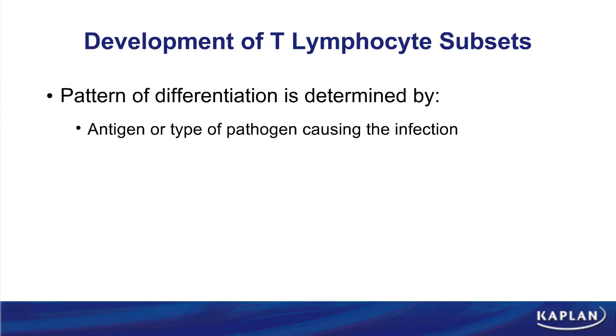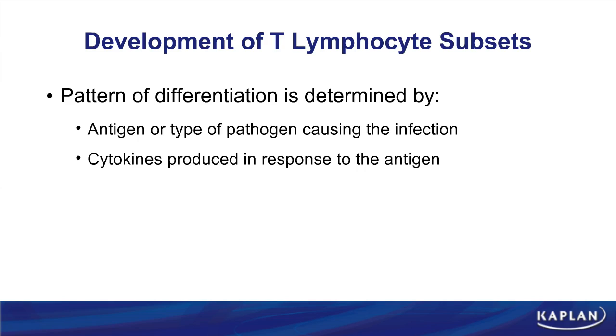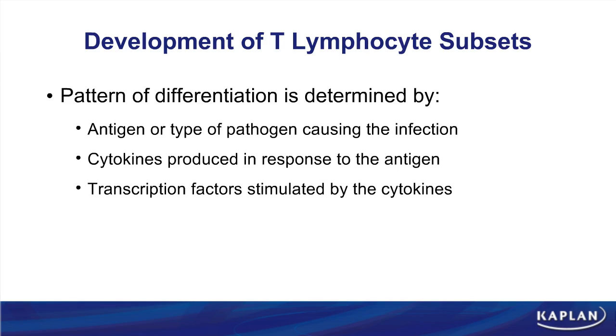The type of pathogen is also going to determine what cytokines are produced in response to it. And those cytokines with the helper T cells will essentially stimulate the production of unique transcription factors that are only going to be found in these subsets of T helper cells.